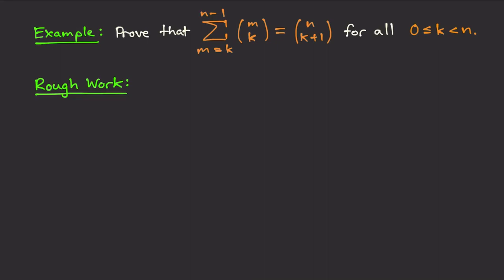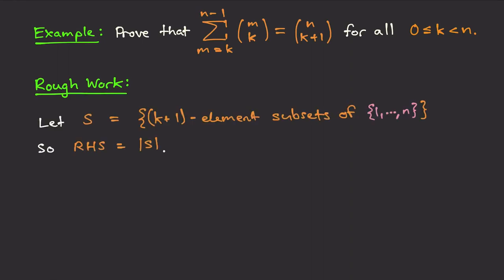As always with a combinatorial proof, we're interested in the meaning of the terms on either side of the identity. Here, this is easier on the right-hand side. Of course, n choose k plus 1 is the same as the number of k plus 1 element subsets of the set of integers from 1 up to n. Let's call the set of all such subsets S. So the size of S is the right-hand side of the identity.